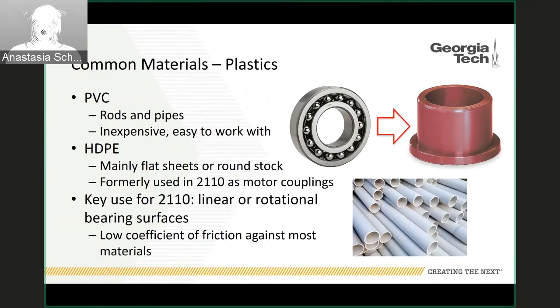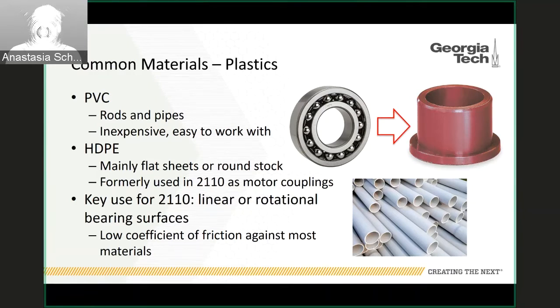There's also HDPE, which we used to use in ME2110 to make motor couplings. It often comes as flat sheets or round stock. It's very easy to work with. It's a very low friction surface, so that was why we would use it for motor couplings and bearings. So in ME2110, plastics are very important to be used for linear or rotational bearing surfaces.